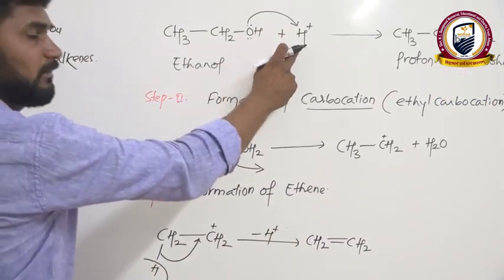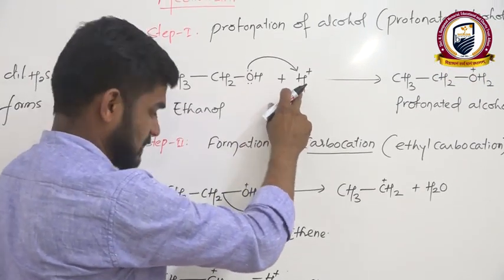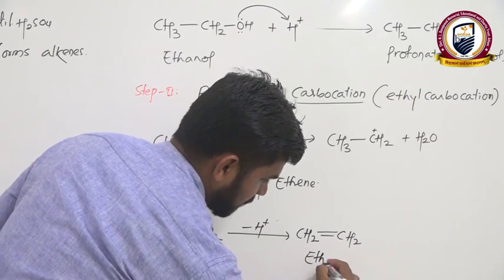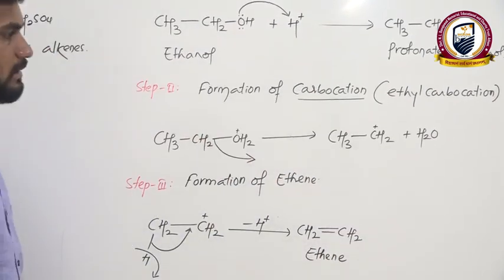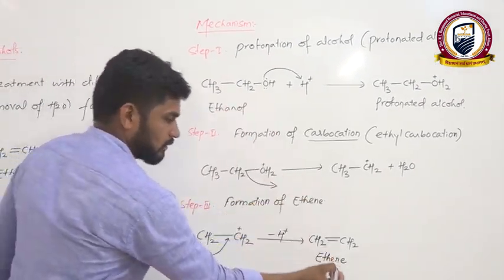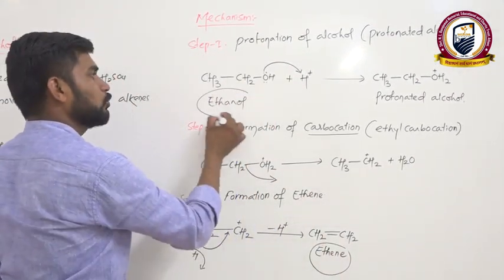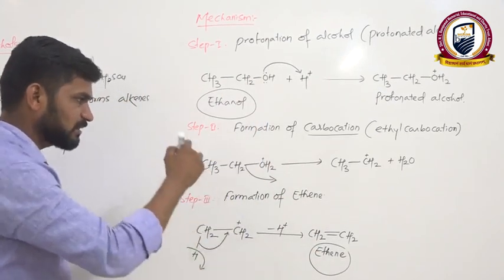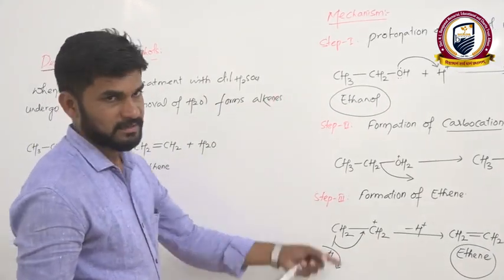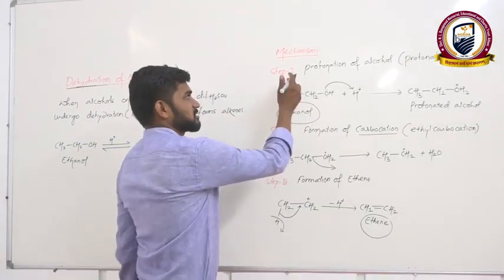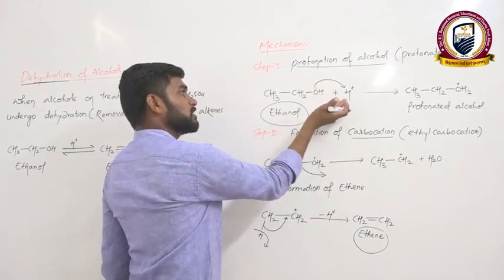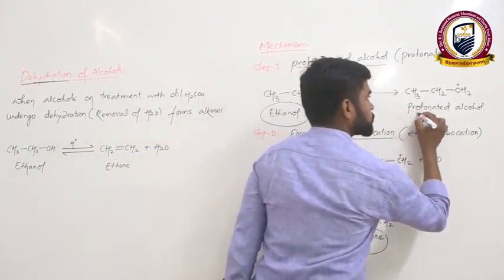In the beginning we used H2SO4 as a catalyst, and that has been regenerated. This compound is called ethene, commonly called alkene. So we have dehydrated the alcohol to the corresponding alkene, ethanol to ethene, through 3 steps. This is the general example and this is the mechanism. In the mechanism, the first step is protonation of alcohol, which means the proton is being added to the alcohol.